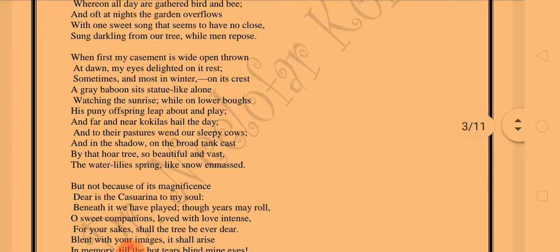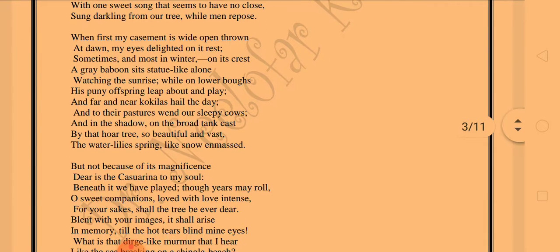When first my casement is wide open thrown, at dawn my eyes delighted on it rest. When I have opened the window of my room at dawn in the morning, my eyes delighted on it rest. My eyes love to look at it. Sometimes, and most in winter, on its crest, on its topmost branch, a grey baboon sits statue-like alone, watching the sunrise.